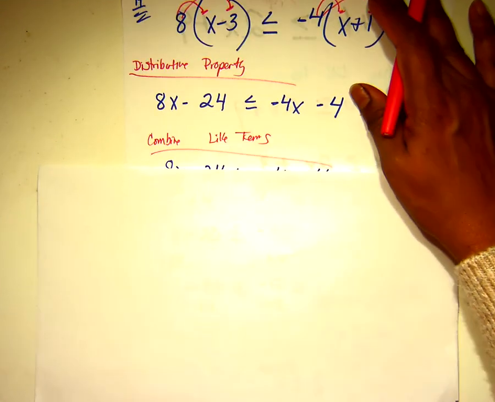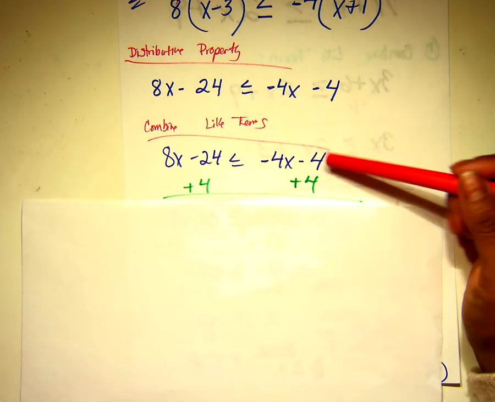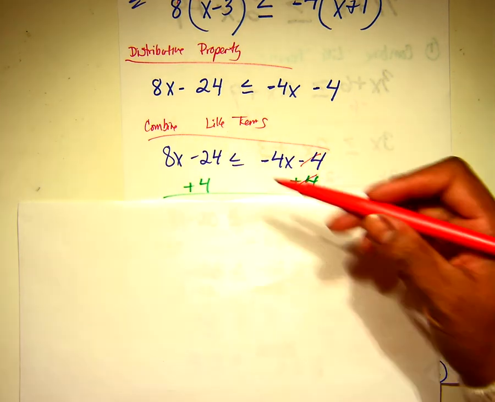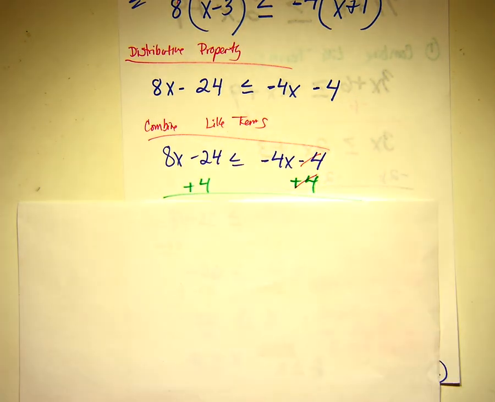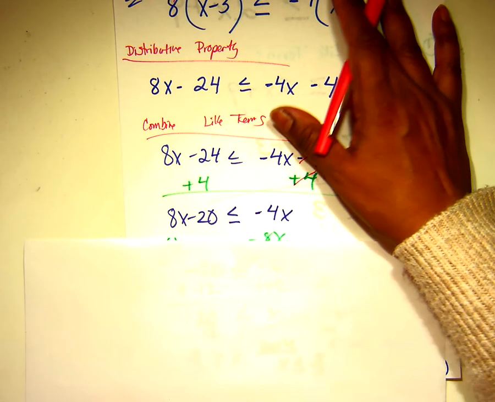Combining your like terms, I'm going to add 4 to both sides. So these 4's are gone. Now I got negative 24 plus 4. I kind of switched it up just a little bit, because you remember earlier I said I like positive numbers. Well, you can always switch them up as long as you're being consistent with it. So this time I did switch it up. I got a negative number.